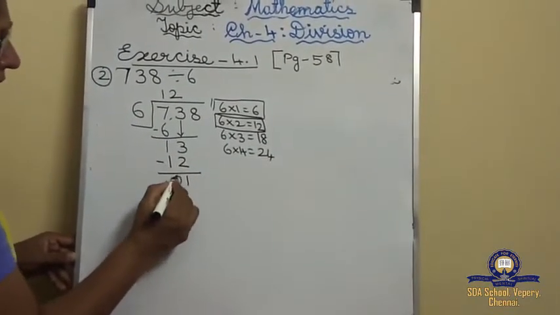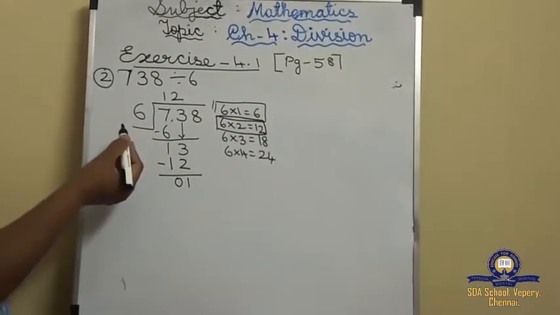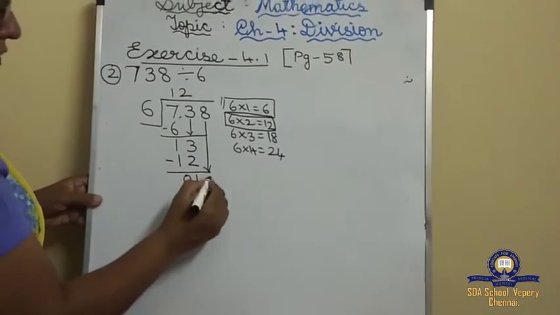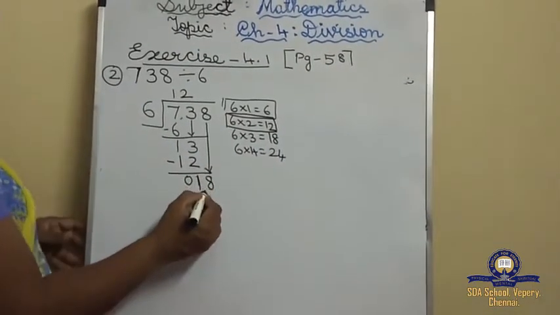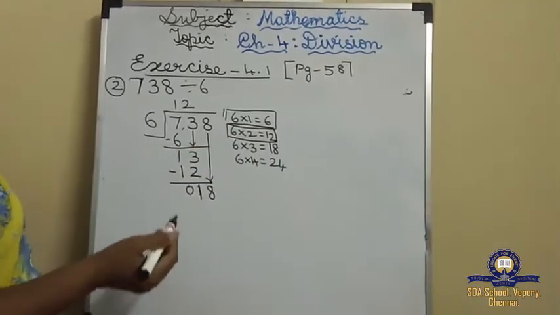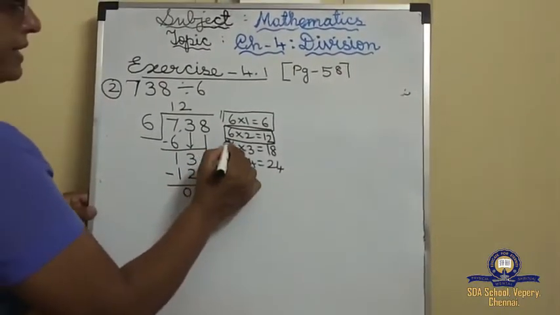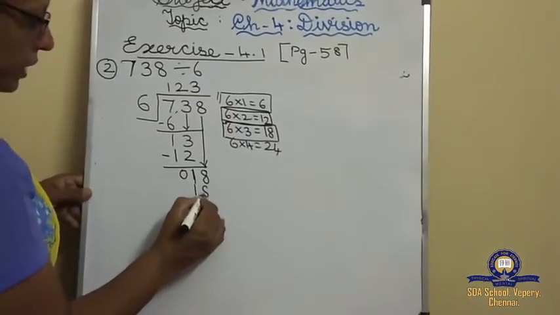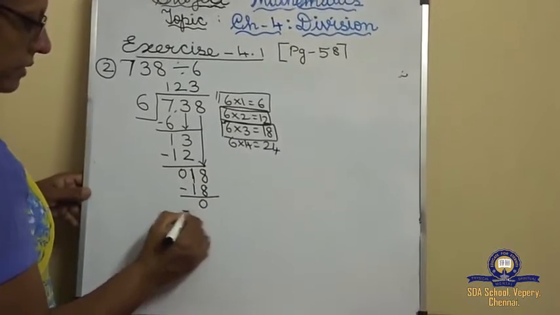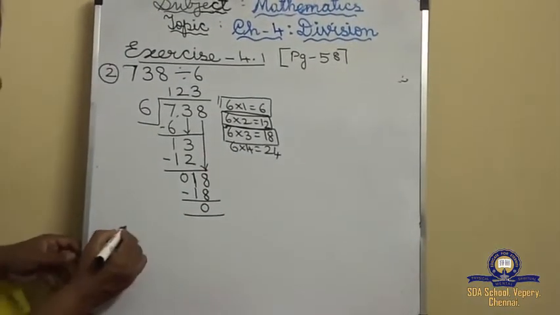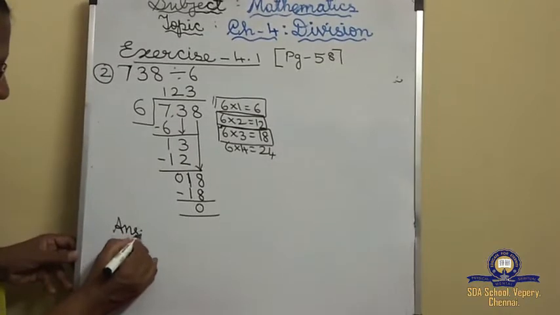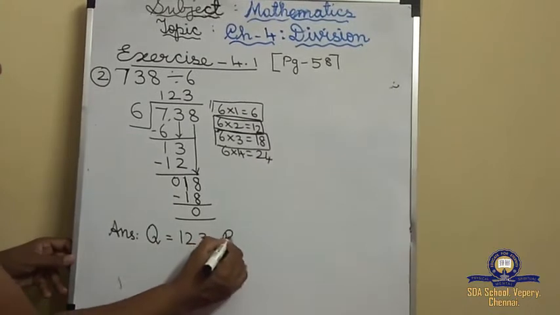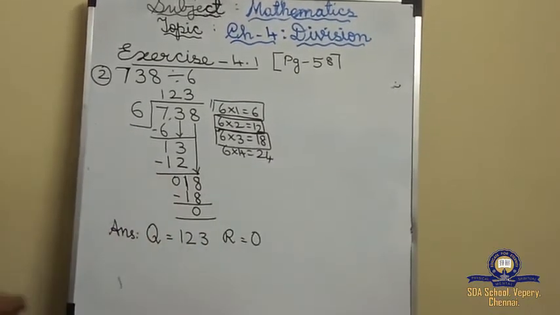Does 1 go in 6 table, children? No. So what you have to do? You have to bring down this 8 here. So what it becomes? It becomes 18. So 18 goes in 6 table, children? Yes. 6 3s are 18. So 18 minus 18, 0. So what's the answer? Quotient 123 and remainder is equal to 0.